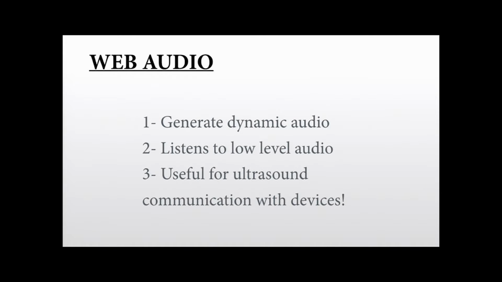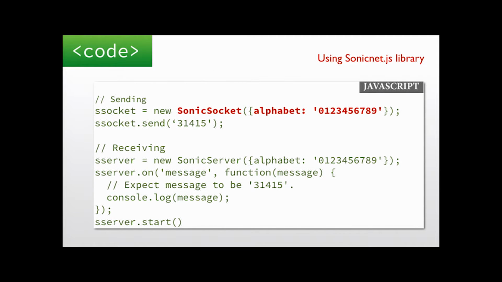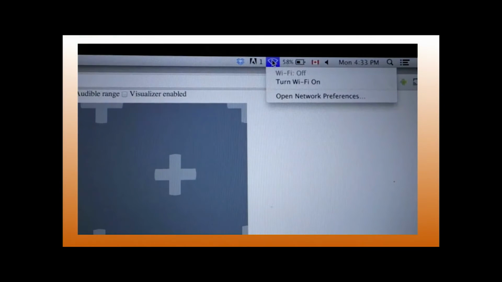I have a video that I'm not sure is going to work, but let's see. SonicNet is one open source library to do this. So you create a new Sonic socket, you send a message. On the other side, you have a Sonic server, and you listen for that message. So it's like sockets, but instead of using a network, it's going to use the air, sending sound from one device to the other device. Cross your fingers.